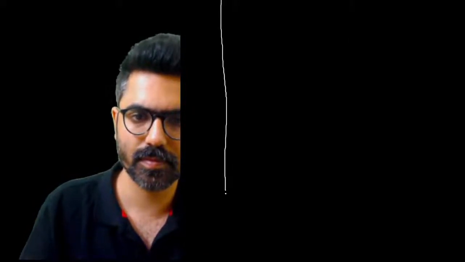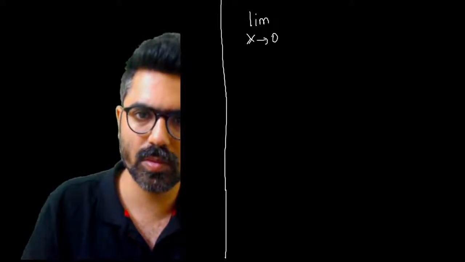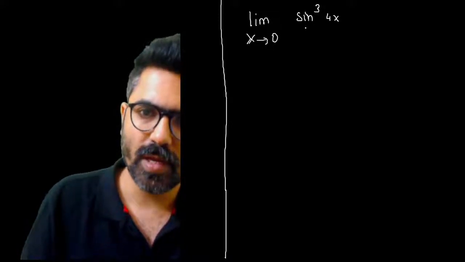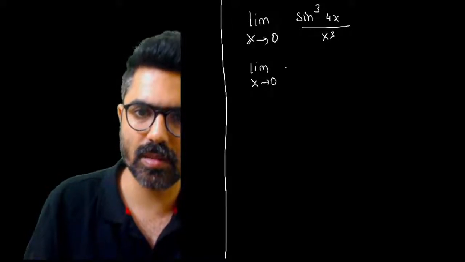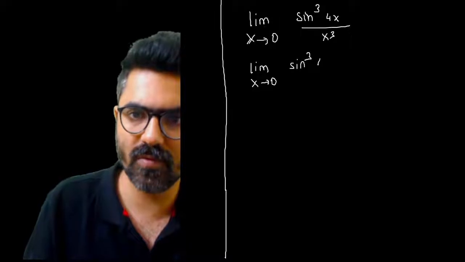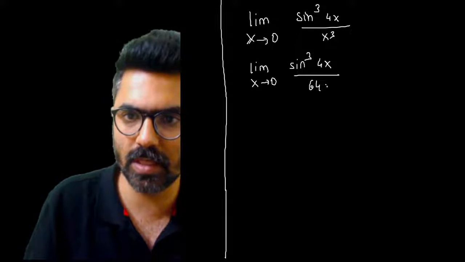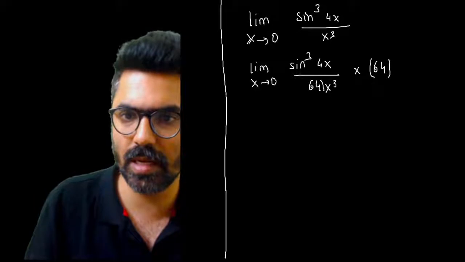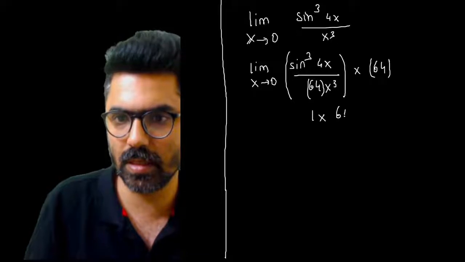Now let's take some examples. Limit x tends to 0, sine cube 4x upon x cube. So as we can see, it is 0 by 0 form. Sine 4x, and the cube of 4x is 64x cube. So I'm multiplying 64 here and adjusting that. So this part we have multiplied and divided. Now if I observe, this part is 1 and the answer is 64.